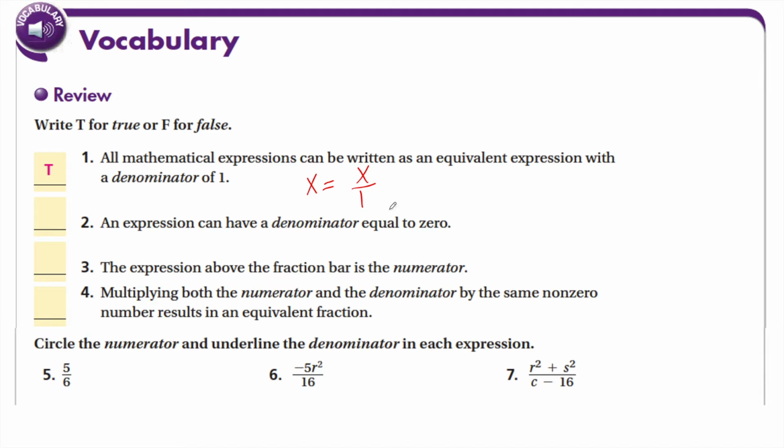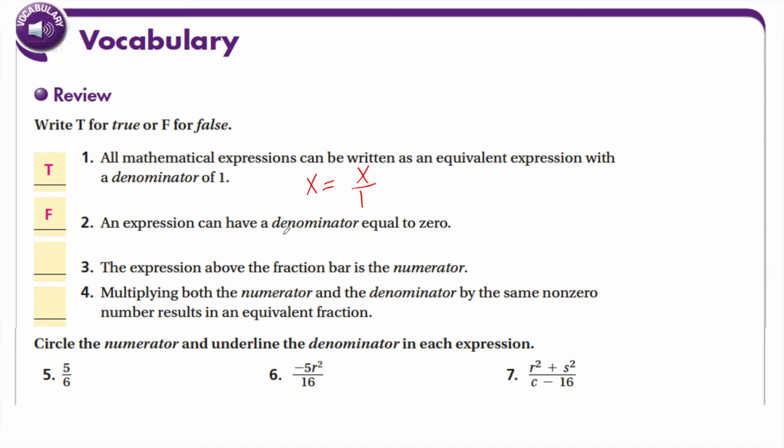Remember, the denominator is the number on bottom, where the numerator is the number on top. And we'll talk a little bit about that one a little bit later. So an expression can have a denominator equal to 0. Well, that's basically the exact same thing as saying we can divide by 0. And that is a big no-no in the math world. You can't divide by 0. It's not possible. It's undefined.